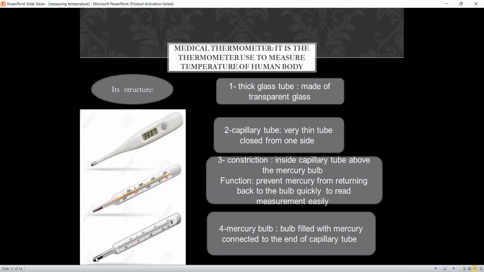And here, the last part, which is the mercury bulb. It's filled with mercury and connected to the capillary tube. So the capillary tube is a thin tube, closed from one side, because the other side is connected to the mercury bulb.